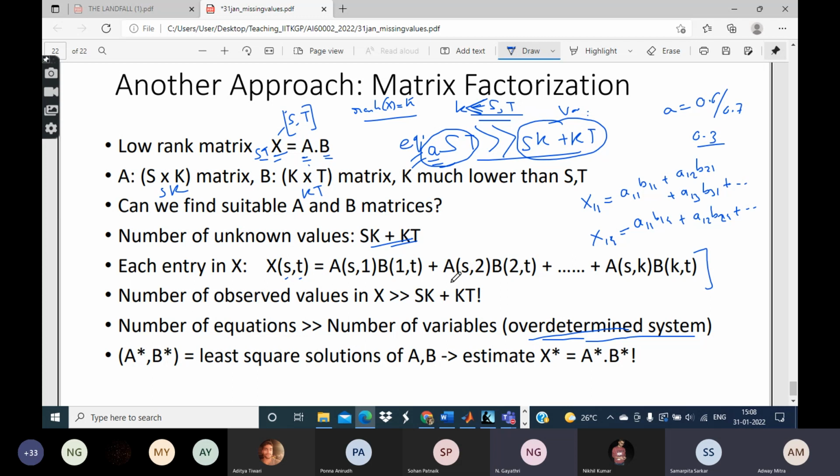Now if you have an overdetermined system, it is possible for you to get a least square estimate of all these A's and B's. Once you have been able to get the values of A and B, since we know that the relation X equals AB holds, we can easily fill in or estimate the missing values also. This is another approach which you can take. So basically that's all about estimating the missing values.